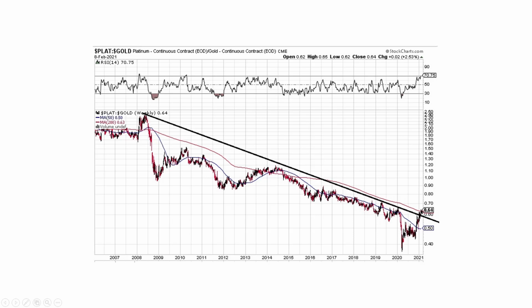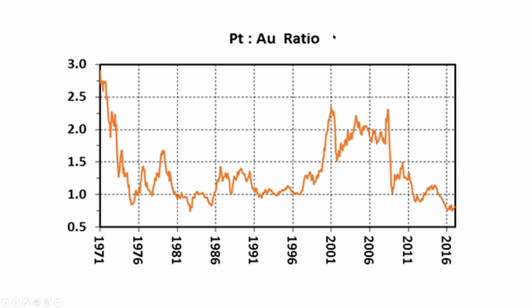Downtrend line, we broke out of the downtrend. We are now currently at 0.64. So that means that platinum is 0.64 ounces of gold. On a historical ratio basis, that is right down here, cheaper than all the way going back to the 1970s.